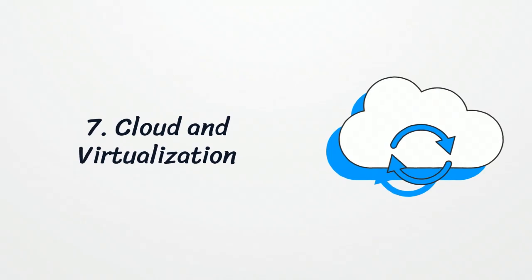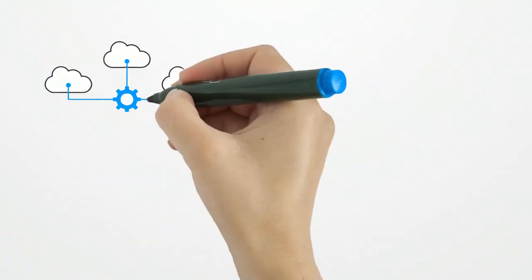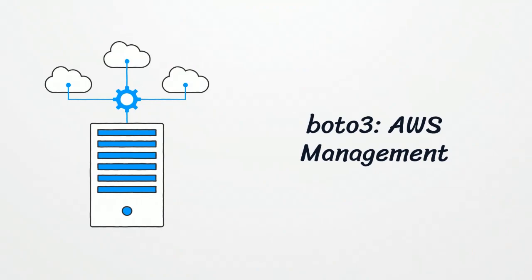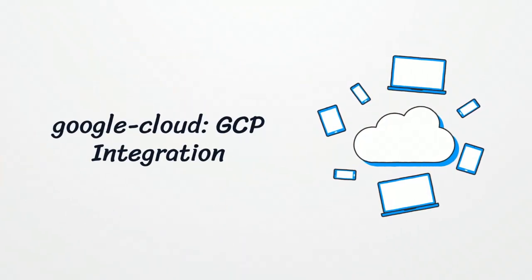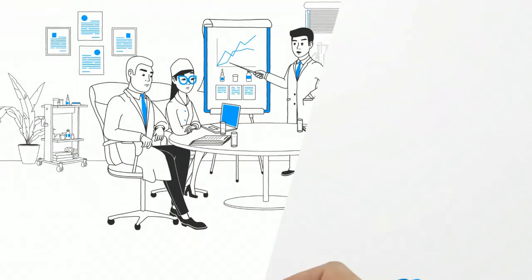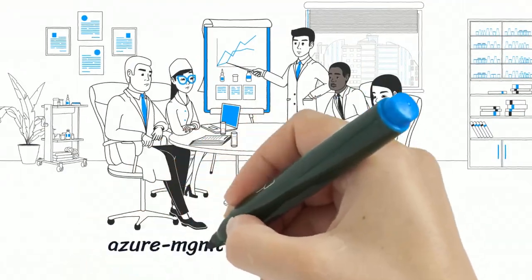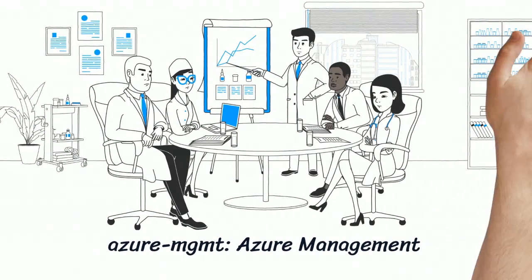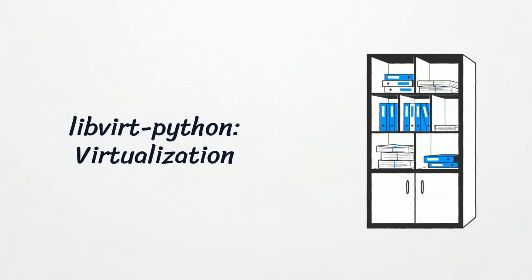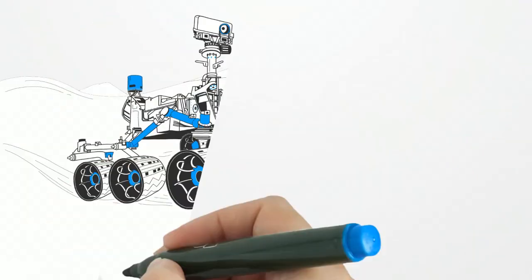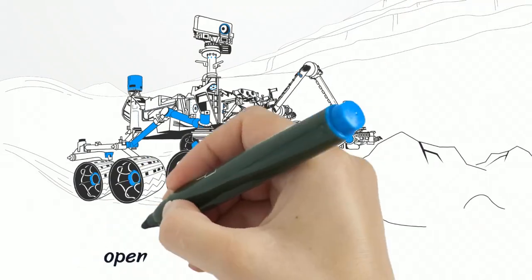Six, cloud and virtualization. Boto3 to manage AWS services programmatically. Google Cloud for Google Cloud Platform integration. Azure SDK for managing Azure resources. libvirt Python for managing virtualization platforms like KVM. OpenStack to interact with OpenStack environments.